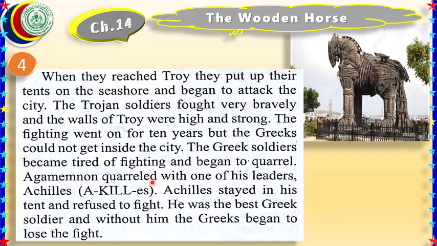Agamemnon quarreled with one of his leaders, Achilles. Achilles stayed in his tent and refused to fight. He was the best Greek soldier, and without him the Greeks began to lose the fight.